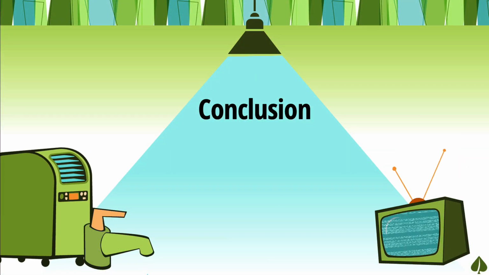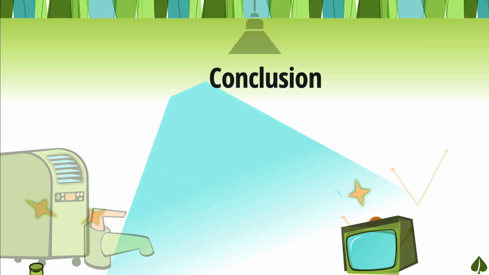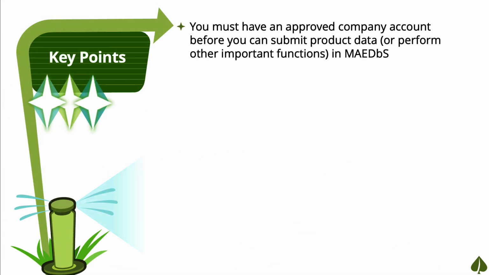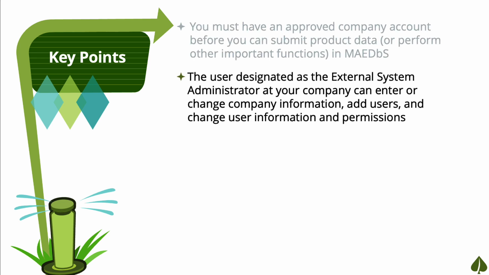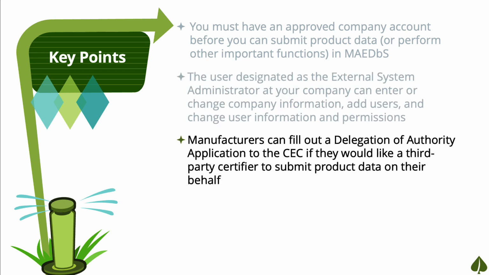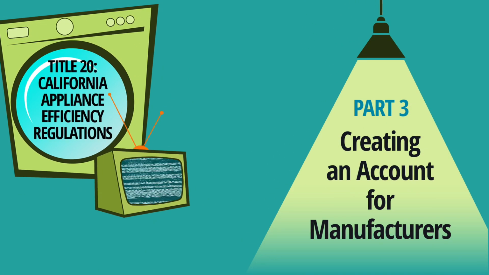Before we conclude, here is a recap of the key points from this session. Before you can submit product data in the MAEDbS, your company account must be approved by the CEC. The user designated as the external system administrator at your company has the ability to change company and user information, add users, and change permissions. If you would like a third-party certifier to submit product data on your behalf, you must fill out a Delegation of Authority application to the CEC. Thank you for joining us for Part 3 of the Title 20 video series.